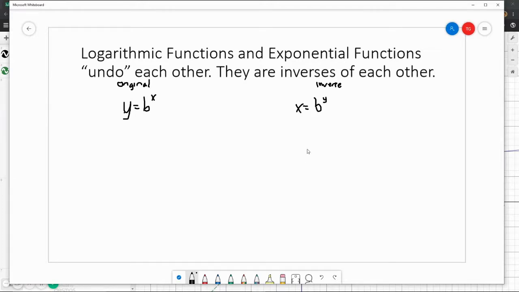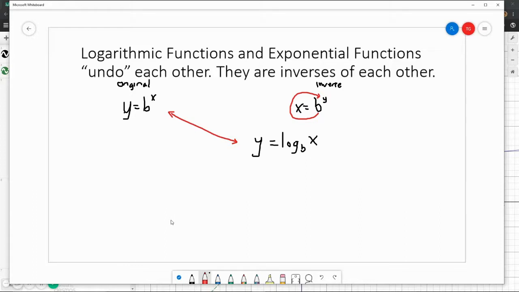Now we know how to solve for y here. We would use logarithms. We can do it like this, and then we would say that log base b of x equals y. So I'm just going to put y equals it. And so what that means is that these two things here are inverses of each other.